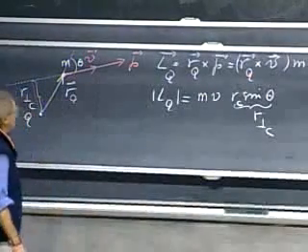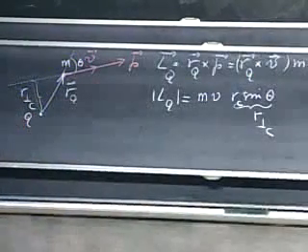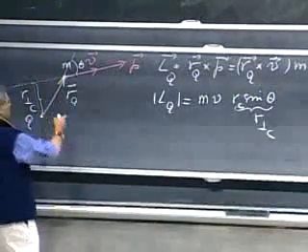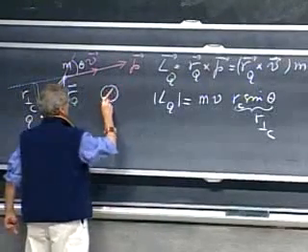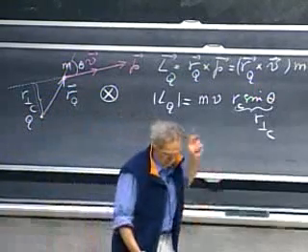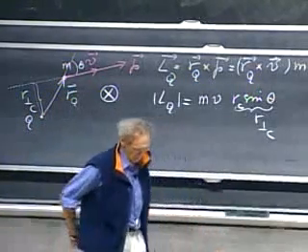The direction of the angular momentum is easy. You know how to do a cross product. So in this case, R cross V would be perpendicular to the blackboard. And the magnitude is also easy to calculate.